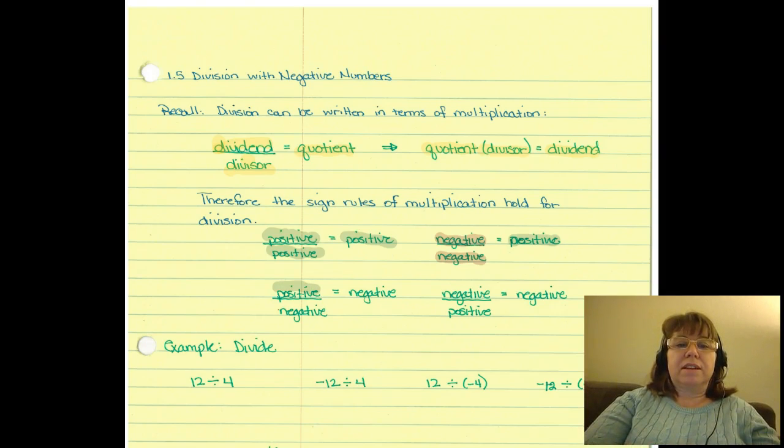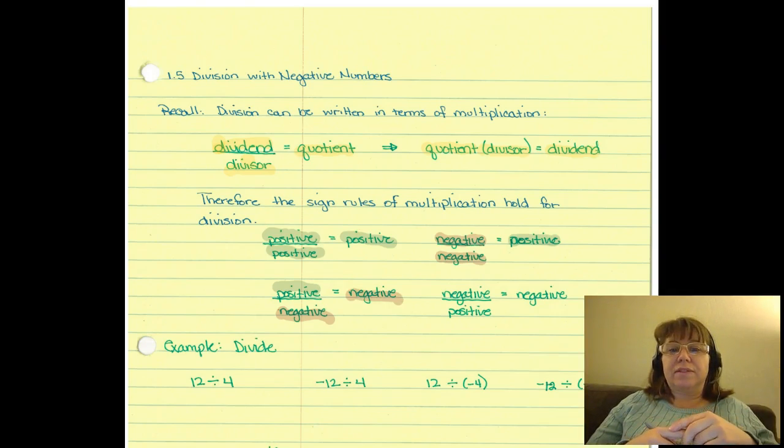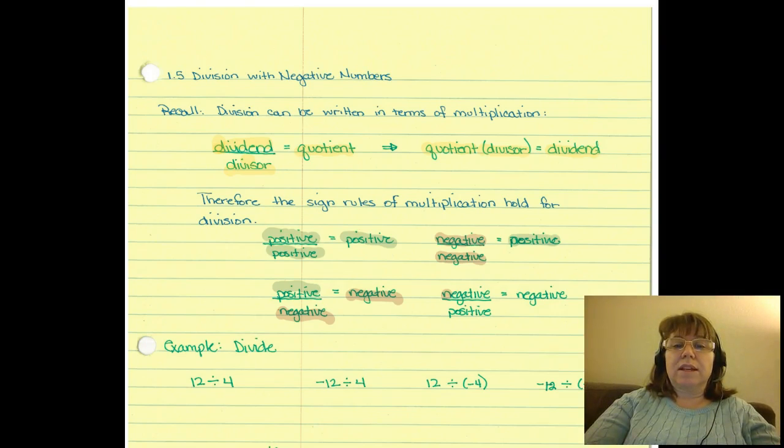Now a positive divided by a negative lends itself to a negative, because if I rewrote it as multiplication, that's negative times negative makes a positive. So if I divide a positive number by a negative number, my result is negative. Likewise, if I have a negative number and I divide it by a positive number, my result is negative.